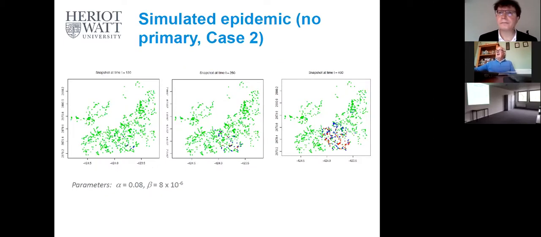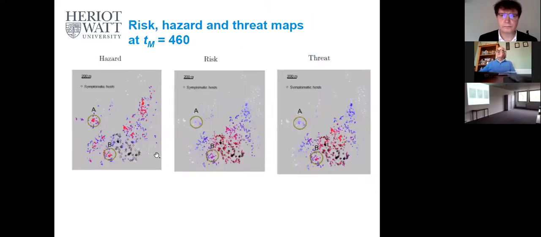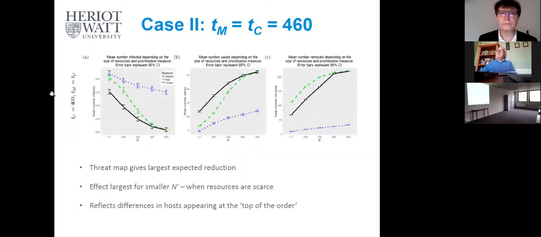Just very quickly, when you look at even more clustered epidemics, where we have no primary infection, so everything is spreading by secondary infection, and we compare those prioritization measures again, hazard, risk, and threat, we get, again, a difference between the risk and the threat. And the difference in performance is now even more pronounced, particularly at the end, when you have small values of n dash, so resources are limited. You get much better control using the threat map than you do with the risk map.